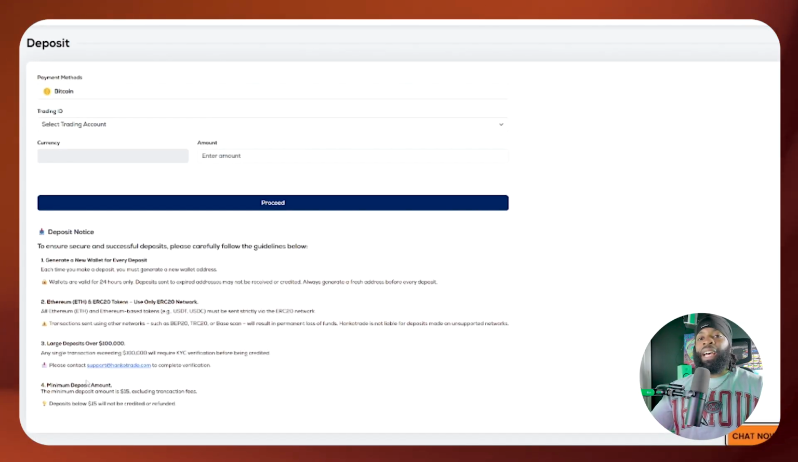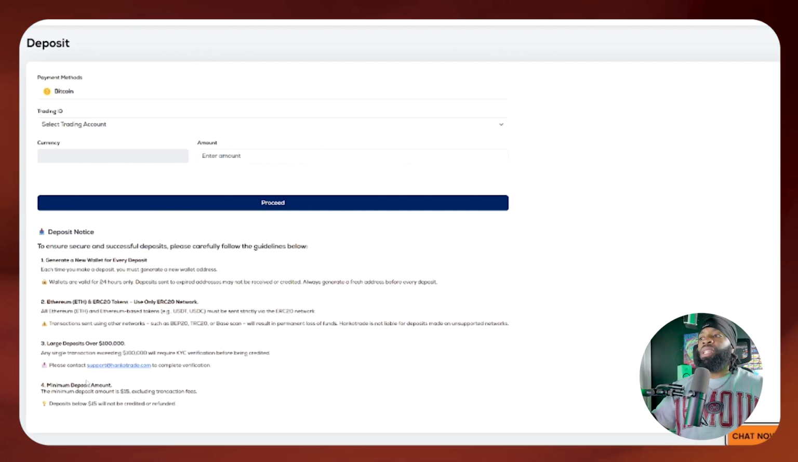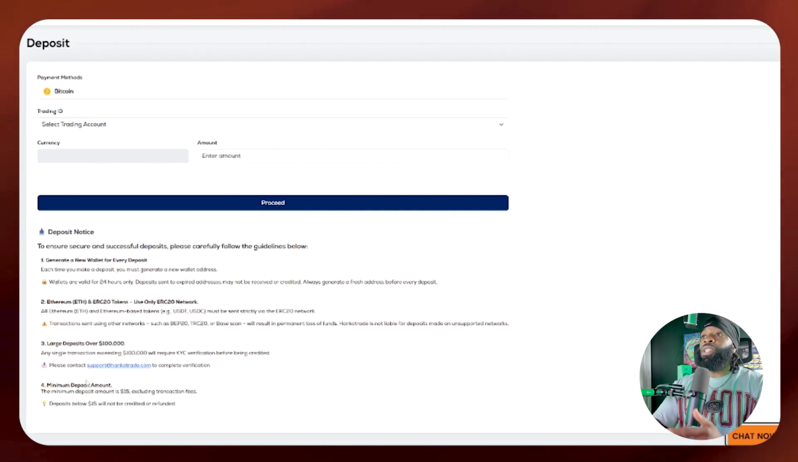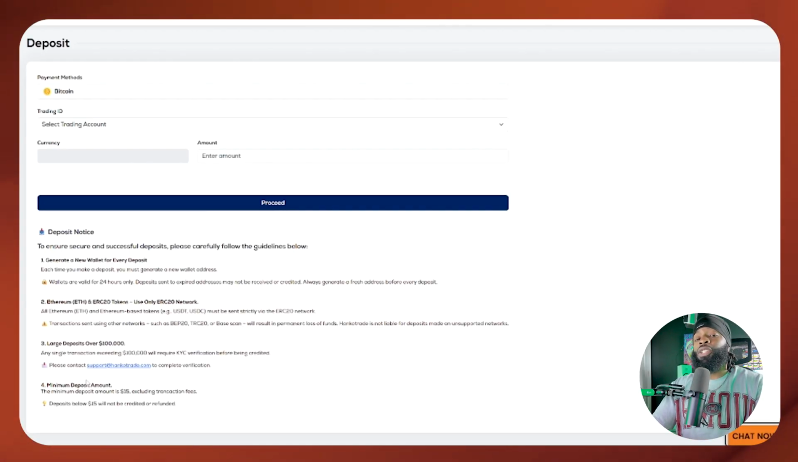Now, the process and the time as far as when the deposit arrives to the actual account is pretty much the same speed. So if I was to put my deposits into here, I would literally give it to both HankoTrade and also GatesFX. Now let's talk about the withdrawal process.